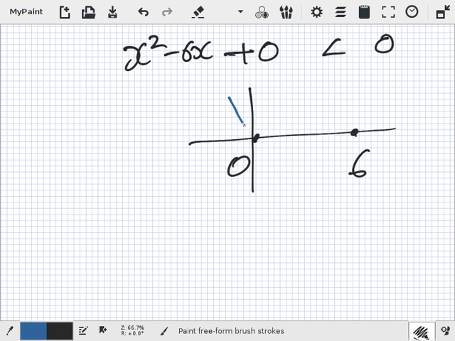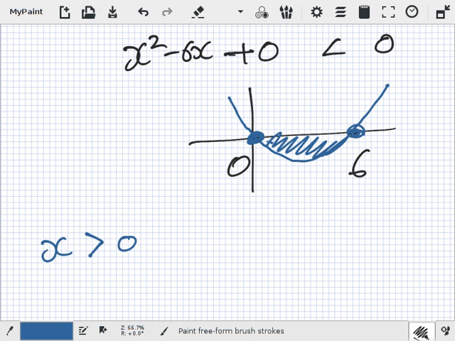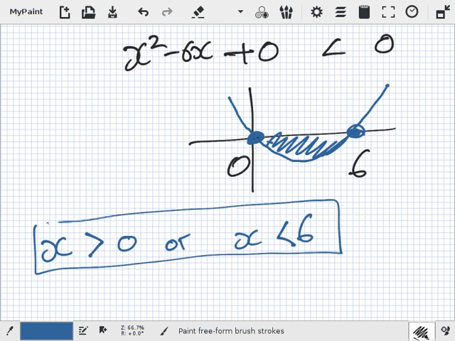Now, do I want to be above or below here? Over or under? Under, isn't it? Okay, so if I'm here, do I want to be more than or less than 0? More than 0. And then here, x less than 6. Okay.